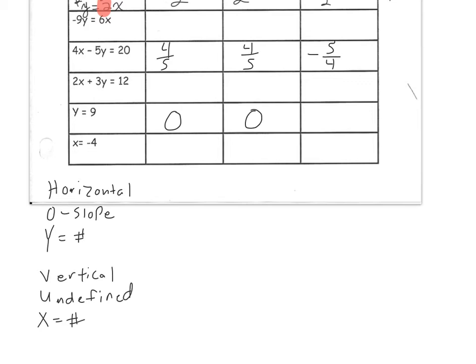Negative inverse for perpendicular. So we start by writing something. We got a whole number, we write it over 1, we flip that upside down, we get 1 over 0. Now, if you type that in your calculator, if you want to give it a try, what's going to happen is you're going to get an error message because you can't divide by 0.